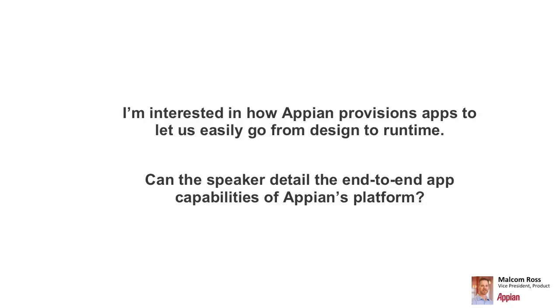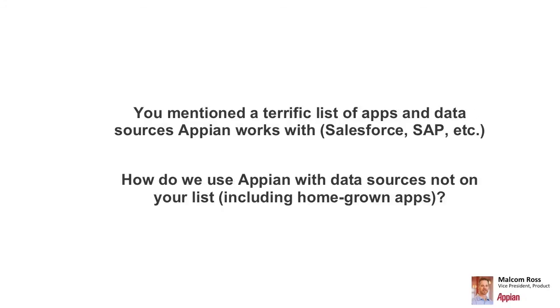That's a great point. Malcolm, given that the digital transformation requires touching and gathering resources that aren't all in one place, a couple of questions about Appian's ability to work with these far-flung resources, and one of them goes like this. The speaker mentioned a terrific list of apps and data sources that Appian can work with, Salesforce, SAP, etc. My question is, how do we use Appian to bring in data or deliver data to and from applications not on your list?